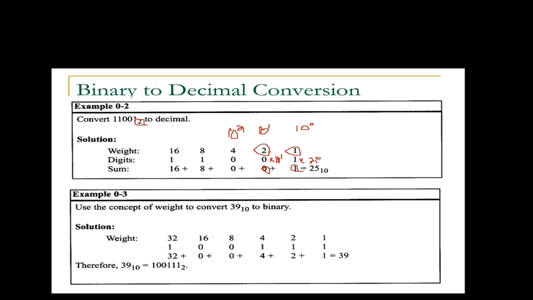Now the third binary bit is multiplied by 2 raised to the power 2. So 2 raised to the power 2 is equal to 4. So 4 is the weight of the third binary bit, and 4 multiplied by 0 is equal to 0, and so on. We multiply the fourth binary bit by 8. The weight of this is 8, so 8 multiplied by 1 is equal to 8.